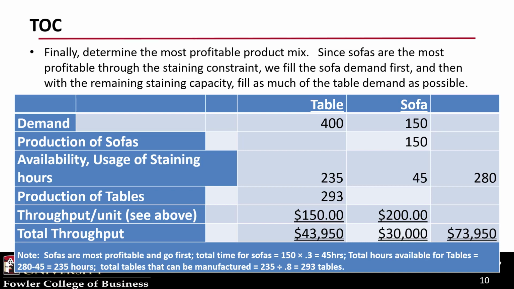So first we're going to fulfill all our sofa demand. So we're going to produce 150 sofas. That's going to require 45 hours of staining hours. That only leaves us 235 for the tables, which means that the production of our tables will be limited to 293, not the full 400 that we would like to make. So what we end up with is sofas generating $200 per unit, or $30,000. The tables will generate $150 throughput per unit for $43,950. So we total about $74,000.